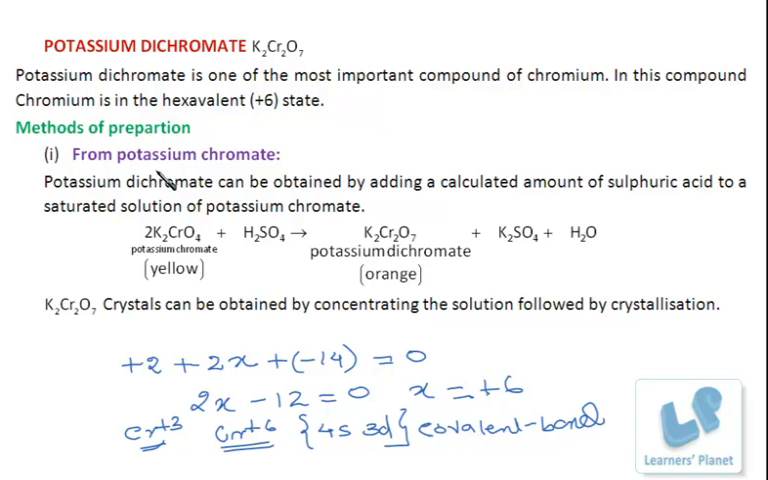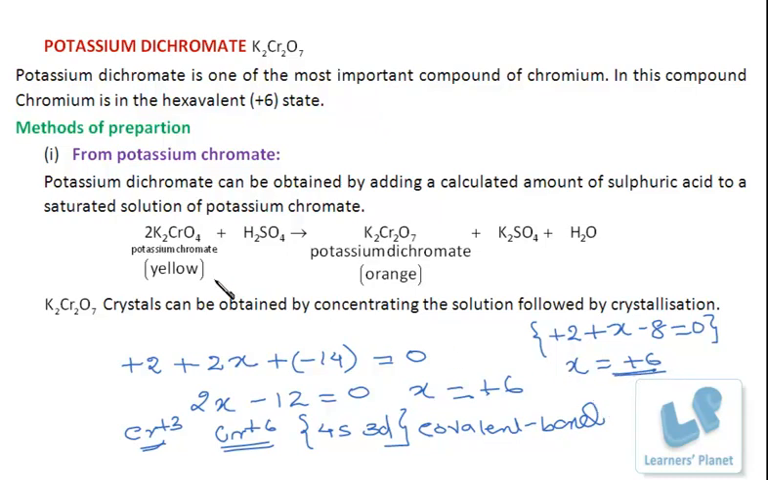Methods of preparation from potassium chromate. From potassium chromate, how can it be prepared? What is the oxidation state of chromium here? See, it will be -8. This will be +2. So it will be +6. The oxidation state of potassium is +1. So here I'll write +2, plus x, minus 8, equal to 0. So x will be equal to +6.